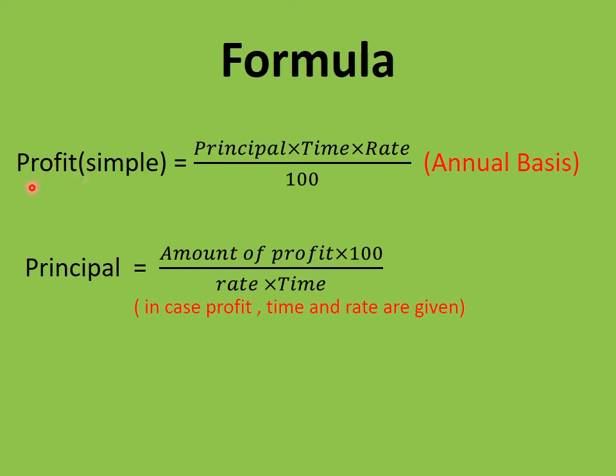Now, this is the main formula which we used to solve simple questions involving principal amount, time, rate. This is the formula for annual basis, and we can convert this formula when we want to find principal amount. This is the formula for finding principal amount. Similarly, you can convert your formula when you want to find rate, and you can also convert your formula when you want to find time.